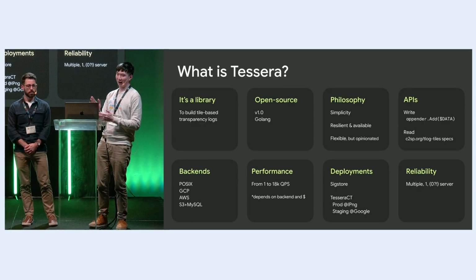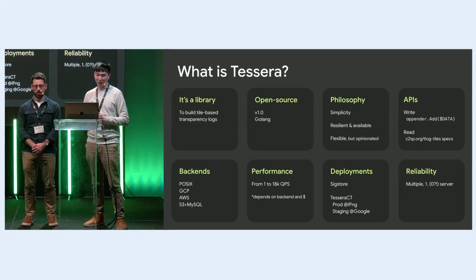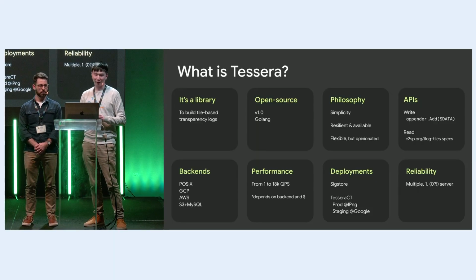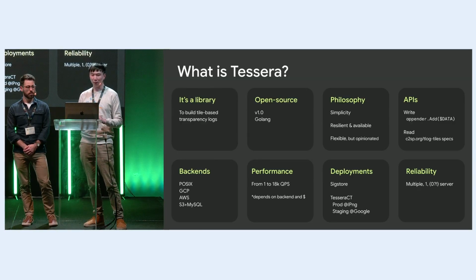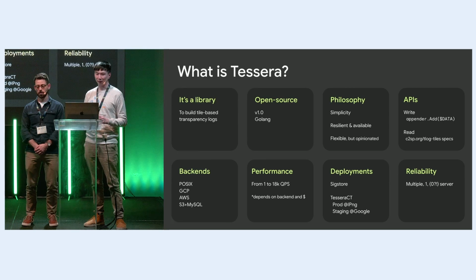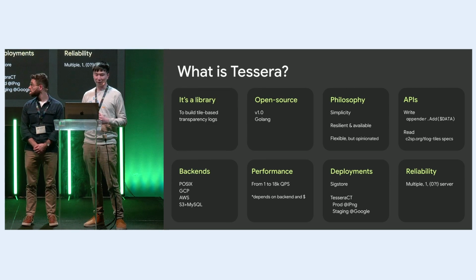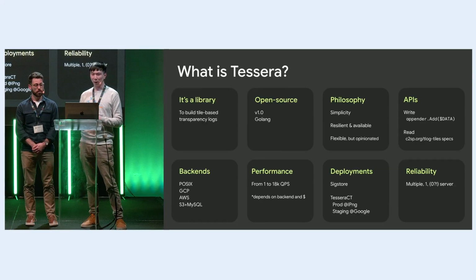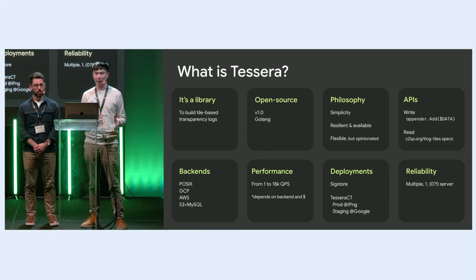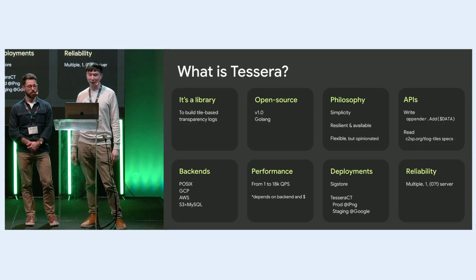Tessera is a library to build tile-based transparency logs, and it is open source. It is GA already. It is written in Go, and the philosophy is simplicity, resilient, and available, flexible but opinionated. So Tessera will always put you on the safe default path, but you can tweak the configuration if you want.